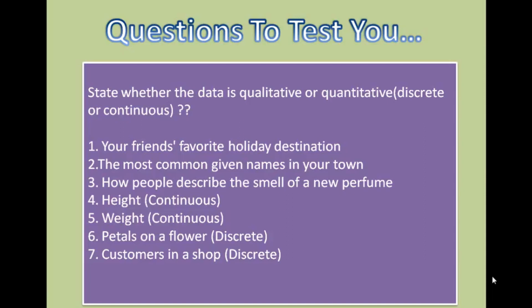You can try these. One of them over here is height. Now height could be 5 feet 6 inches or it could take the form of decimals. So it is continuous in nature, and since it can be presented numerically, it is quantitative. The most common given names in your town, these cannot be presented in the form of numbers, and therefore it is qualitative in nature.